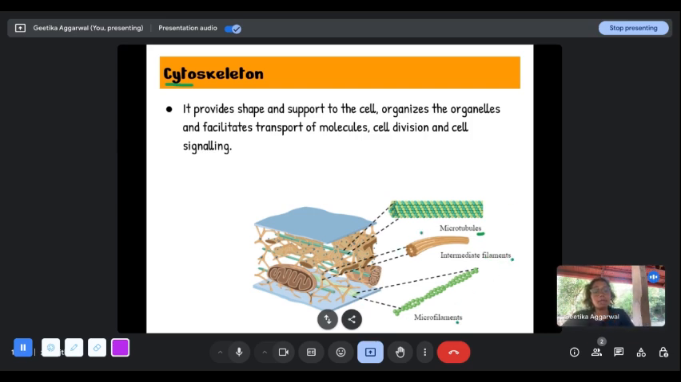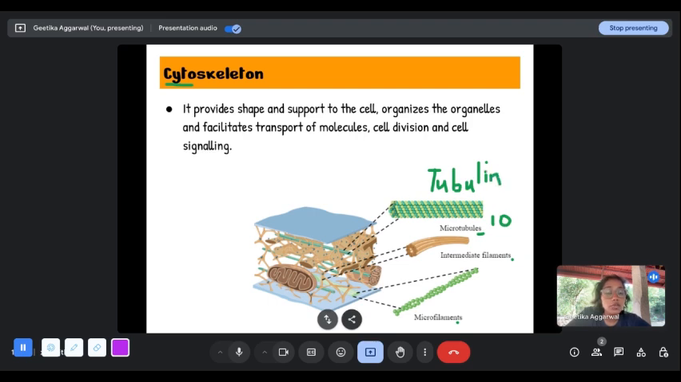So, based on the size, microtubules are the largest, around 10 nanometers in size. Then, intermediate filaments are somewhere in between. And then the smallest ones are the microfilaments. So, microtubules are made up of these small proteins which are called tubulin proteins. I will spell it out for you. They're made up of tubulin protein.